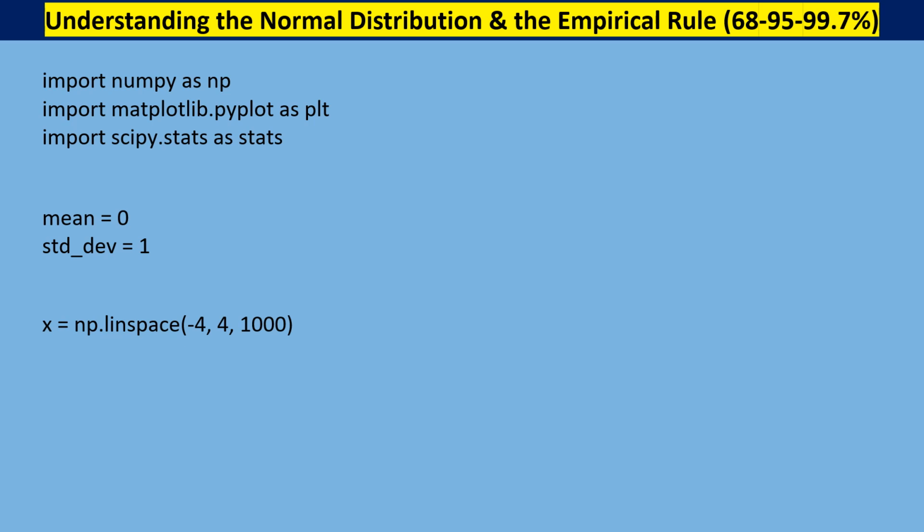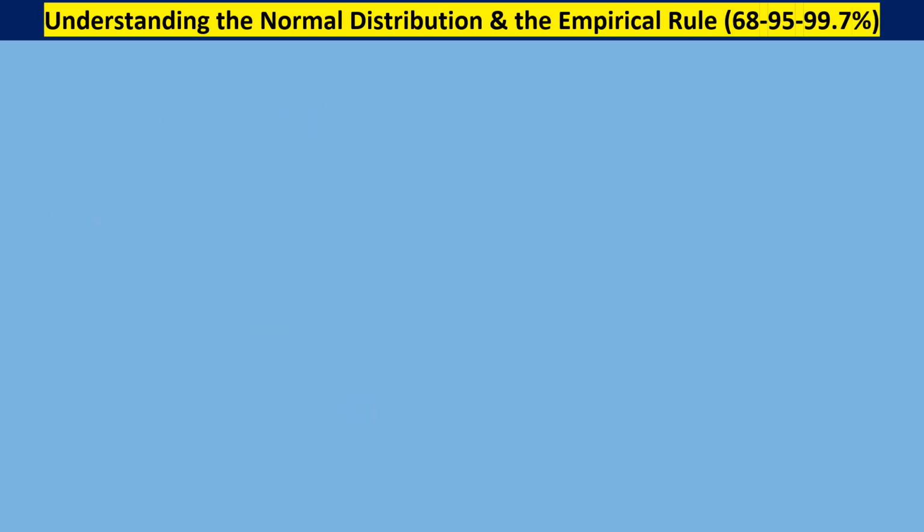Generate 1000 values evenly spaced between -4 and 4 standard deviations. Then compute the probability density function, PDF, for the normal distribution and create a figure with a specific size for better visibility. Then plot the normal distribution curve and highlight the regions under the curve for the empirical rule.